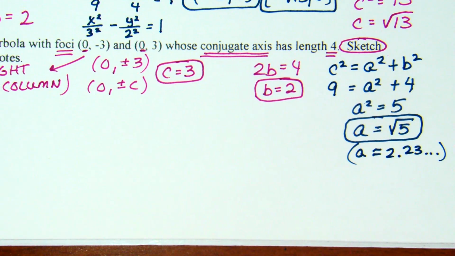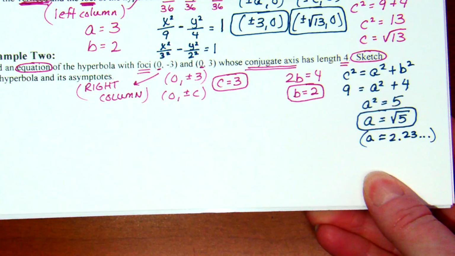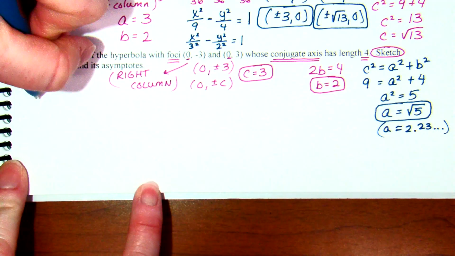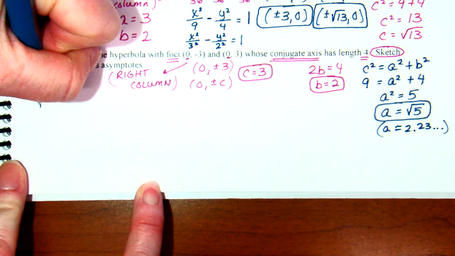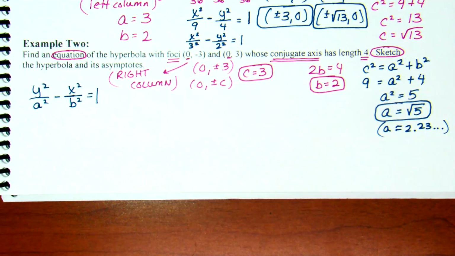Okay, let's see. We need to write an equation, yes? We said it was which column? Right. We said it was the right column. So I like to write out my basic form. Right column is y squared over a squared minus x squared over b squared equals 1. That's me copying down the right column standard form.